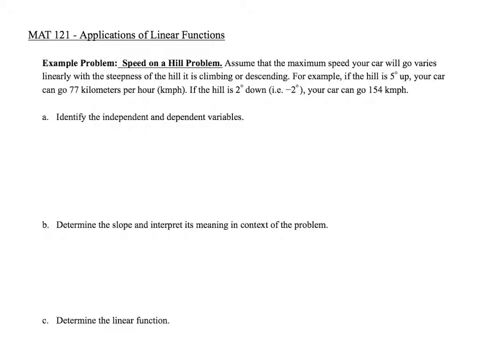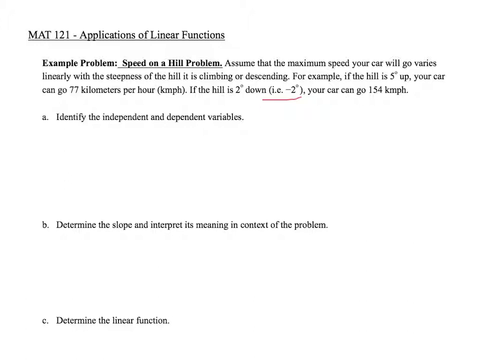Okay, so in this example, we're going to write a linear equation from a word problem. This is the speed on a hill problem. Assume that the maximum speed your car will go varies linearly with the steepness of the hill it is climbing or descending. For example, if the hill is 5 degrees up, your car can go 77 kilometers per hour. If the hill is 2 degrees down, or -2, your car can go 154 kilometers per hour.